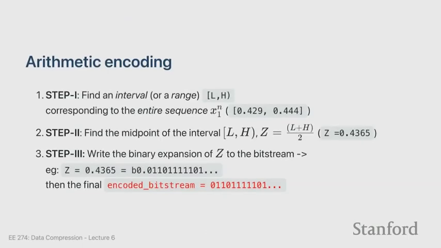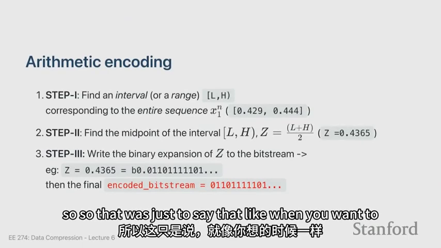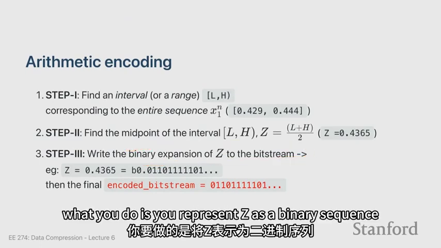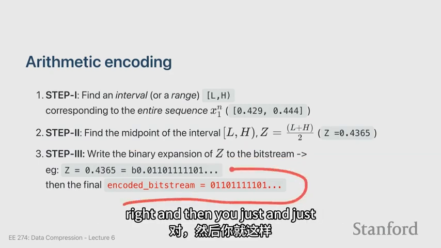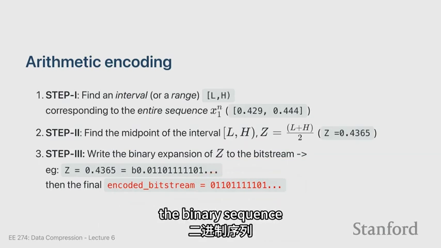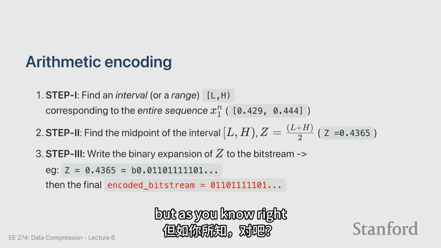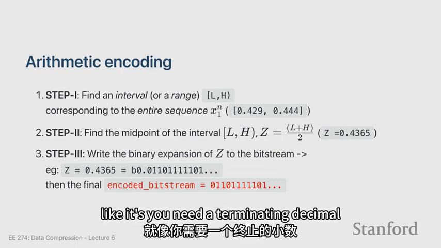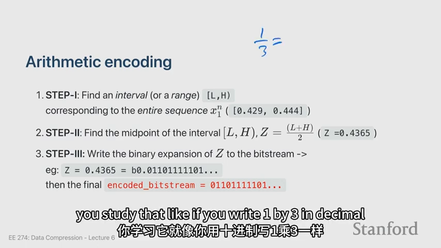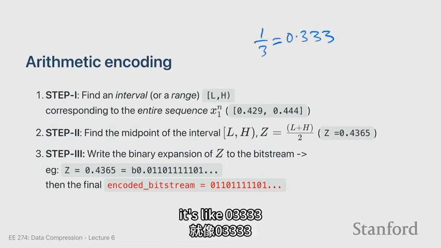That was just to say that when you want to describe Z, you represent Z as a binary sequence, and then you just send over the entire binary sequence. But as you know, you need a terminating representation. In math you study that if you write 1/3 in decimal, it's 0.3333.